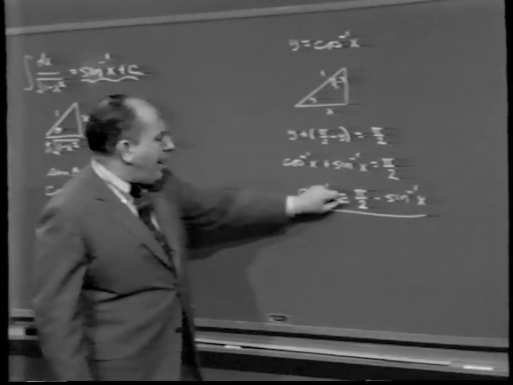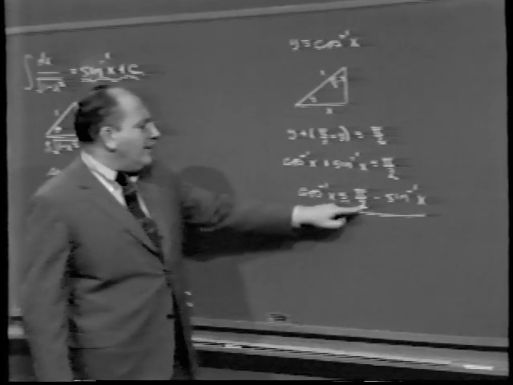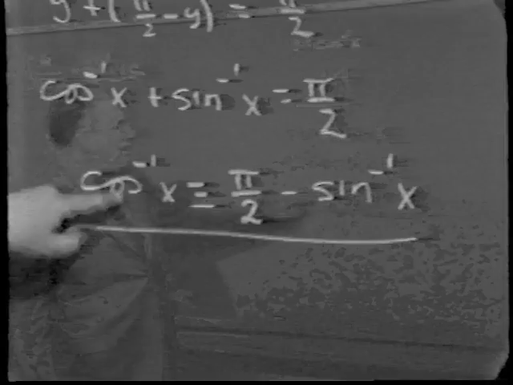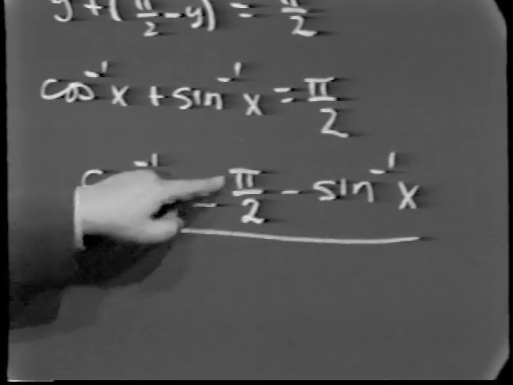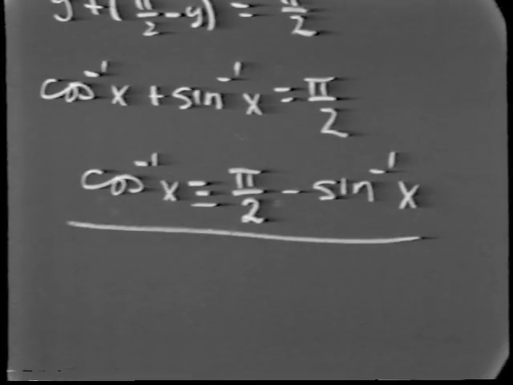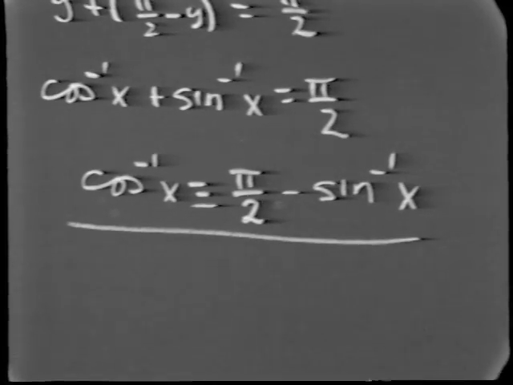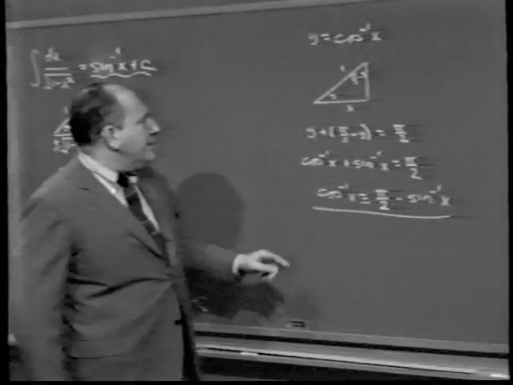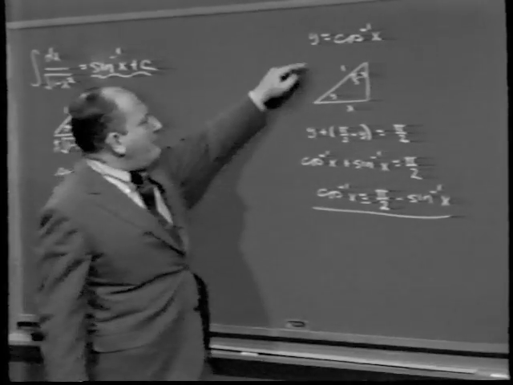When people wrote down identities like this, I found it very difficult to think in terms of those. See, what does this say? It says that the inverse cosine of x is pi over 2 minus the inverse sine of x. And I couldn't remember why that would be true. Yet the funny part is, let's go back to the top now and start.